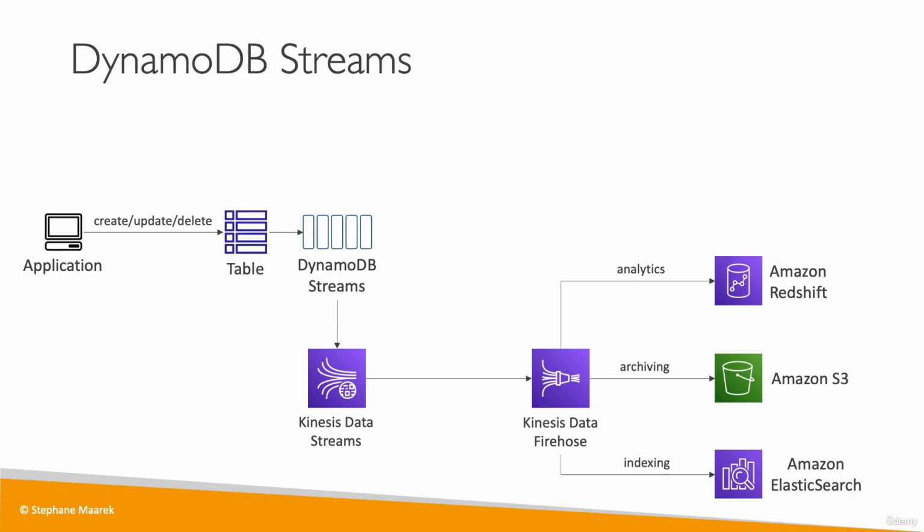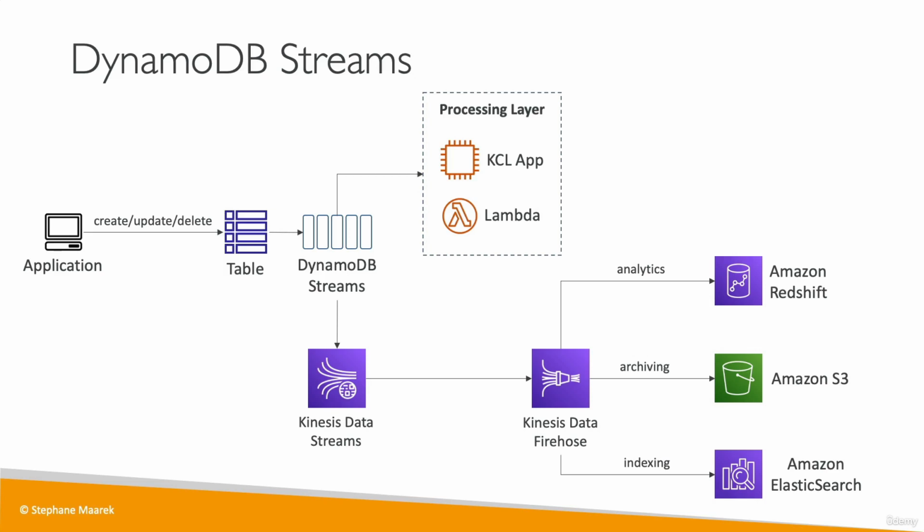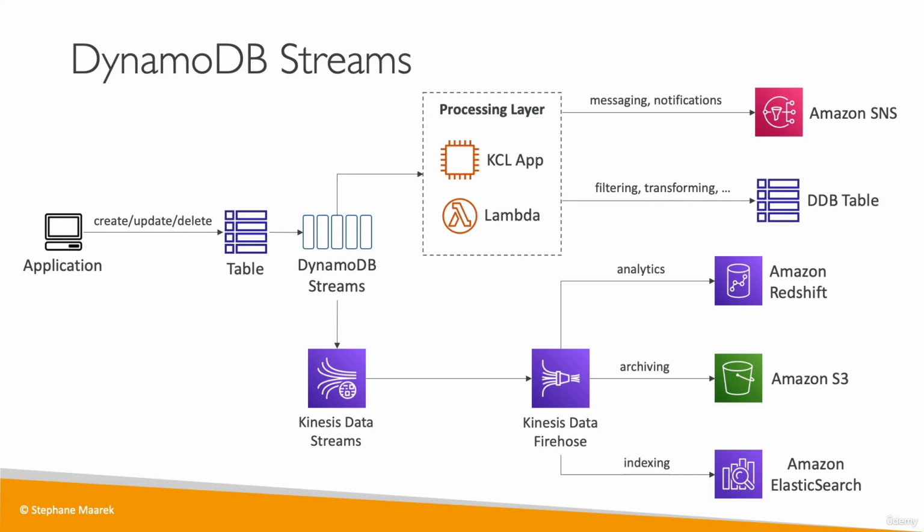The cool thing about this architecture is that pretty much everything is managed by AWS. If you wanted to add your own custom logic, you could use a processing layer in which you would create either a Kinesis client library app, maybe running on EC2, or a Lambda function that would be reading from DynamoDB streams. And from this, you can implement any sort of logic you want. So for example, you can have messaging or send notifications using Amazon SNS. You could do some filtering and transformation and then reinsert the data into a DynamoDB table.